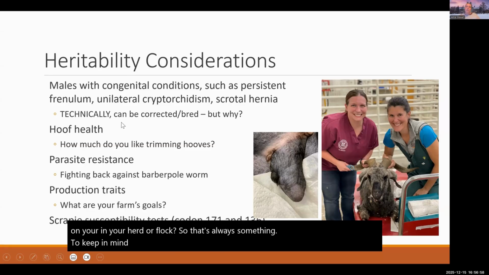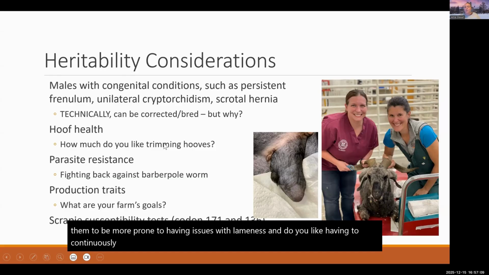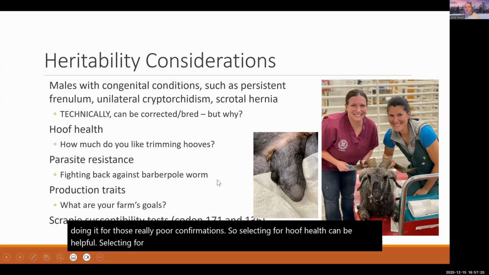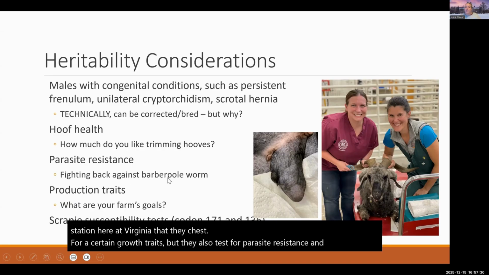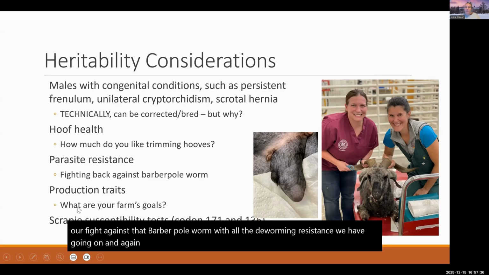Hoof health. There are some things like corkscrew claws that cause them to be more prone to having issues with lameness. And, do you like having to continuously trim hooves like that? I don't. I mean, we do, but I don't necessarily like doing it for those really poor conformations. So selecting for hoof health can be helpful. Selecting for parasite resistance can be really useful. We've got a ram testation here at Virginia that they test for certain growth traits, but they also test for parasite resistance. And this is big in our fight against that barber pole worm with all the deworming resistance we have going on. And again, looking for different production traits.